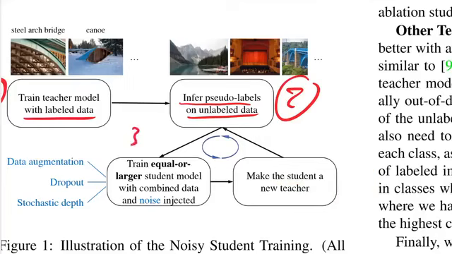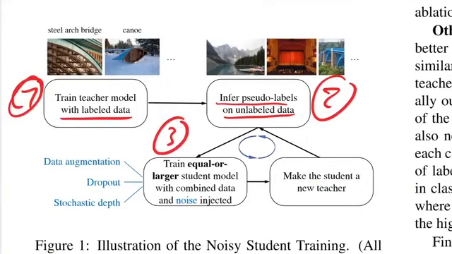we'll do step three over here. Train an equal or larger student model with combined data and noise injected. So they use the original labeled data here and the pseudo labeled data right here in order to train the student. But still, the student doesn't have more label information than the teacher had. It simply has this teacher-labeled unlabeled data also to train on.